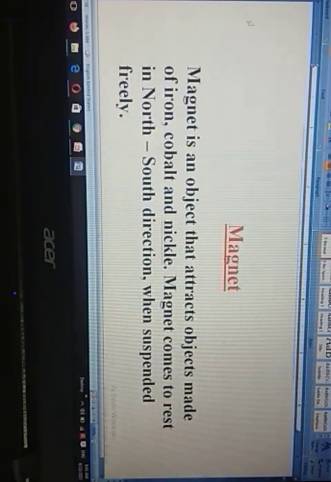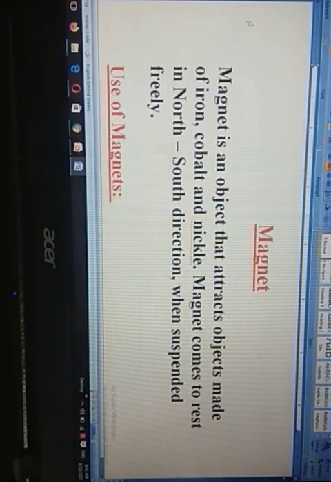So we are going to start with a magnet. Students, what is a magnet? A magnet is an object, material or body that attracts objects made up of things like iron, cobalt and nickel. A magnet comes to rest in a north-south direction when it is suspended freely. As you can see, it has magnetism and a magnetic effect. Magnetism was discovered more than 2500 years ago.